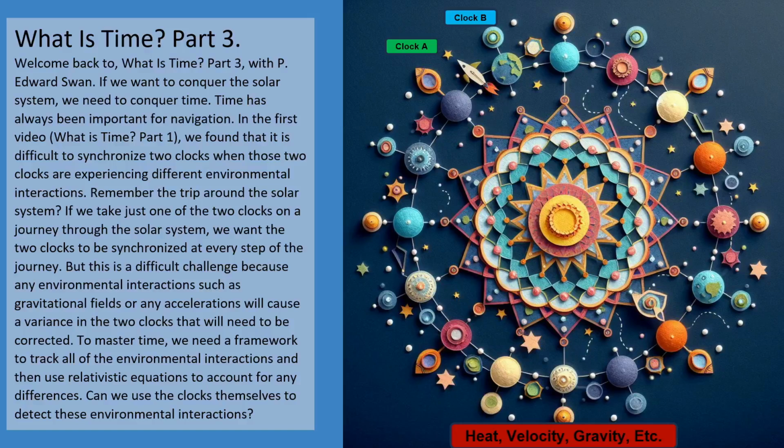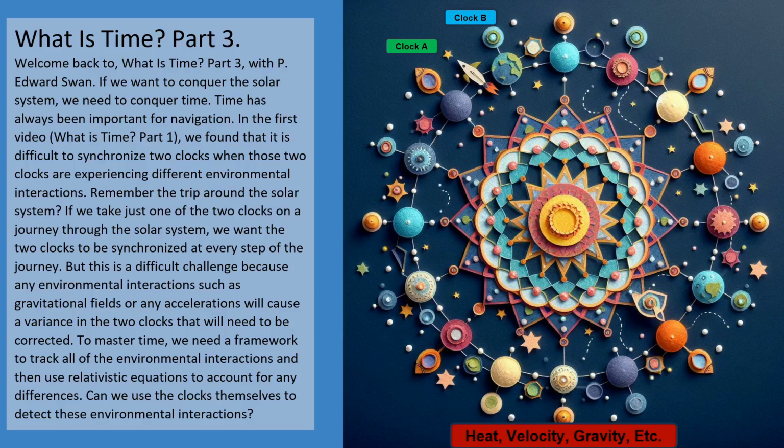Edward Swan. If we want to conquer the solar system, we need to conquer time. Time has always been important for navigation. In the first video, What is Time Part 1, we found that it is difficult to synchronize two clocks when those two clocks are experiencing different environmental interactions. Remember the trip around the solar system?